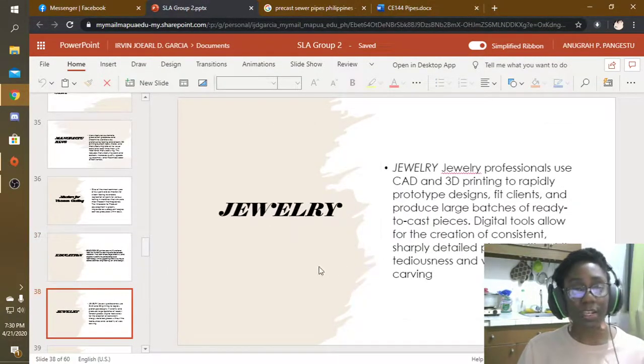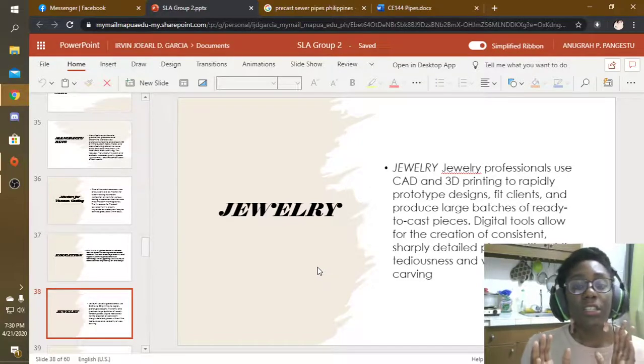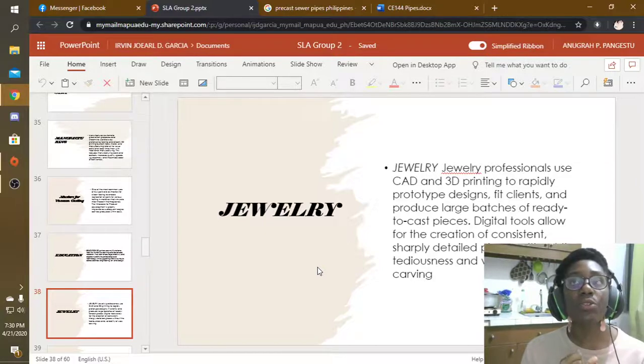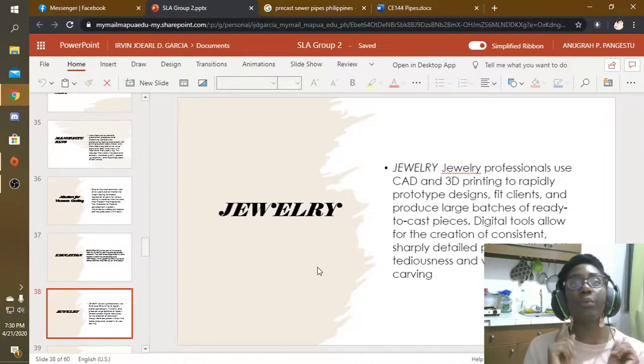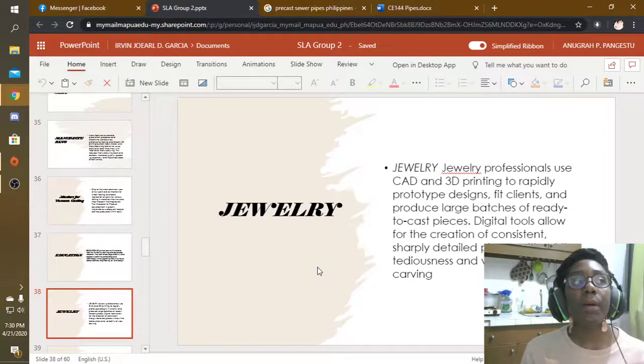Now, the next one is jewelry. Now, 3D printing for jewelry, I decided to go and see if this is true. And yes, there are wearable arts that are being 3D printed. Take, for example, Black Panther. The queen, Angela Bassett, she wore a 3D printed African lace. It's called an African lace from South Africa.